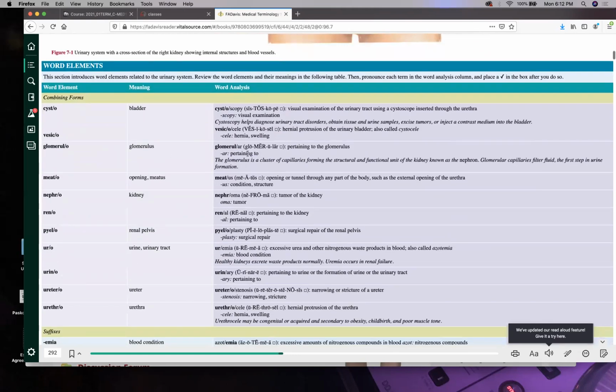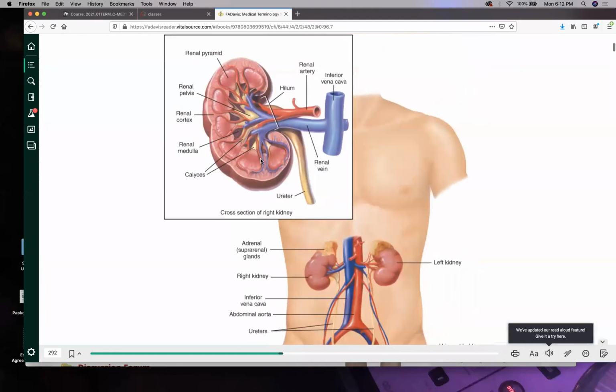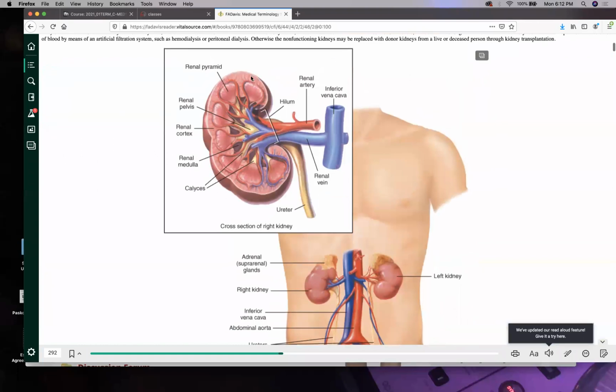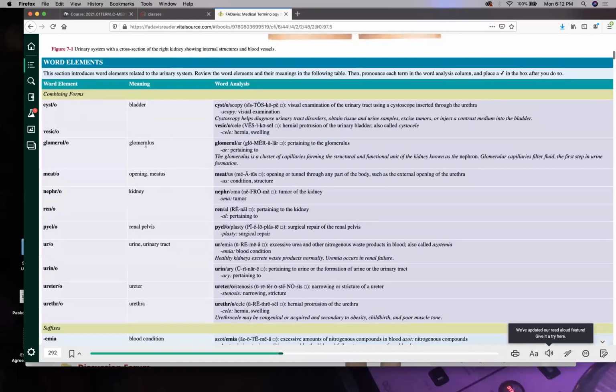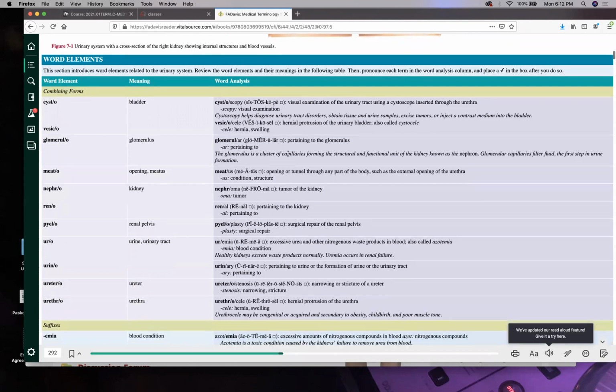Your glomerulus is a microscopic filtration system that is in your kidneys, and it's microscopically located here on the outside portion of your kidney. Just know that glomerulus is synonymous with kidney. So if you had glomerulonephritis, that means you have a kidney infection and a specific kidney infection.